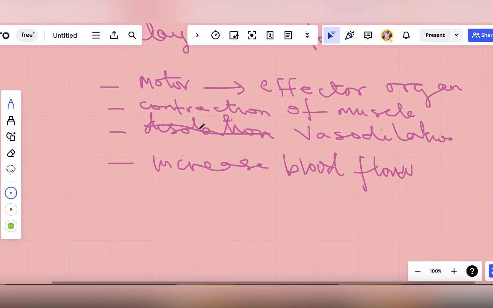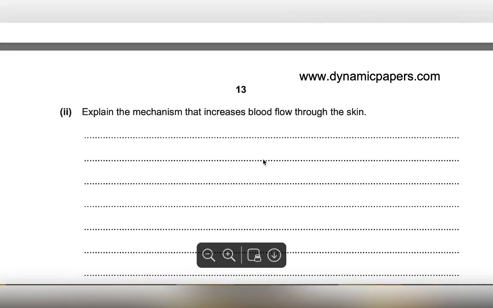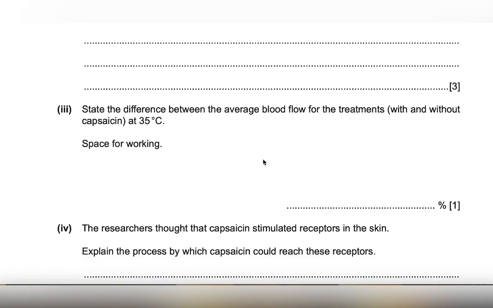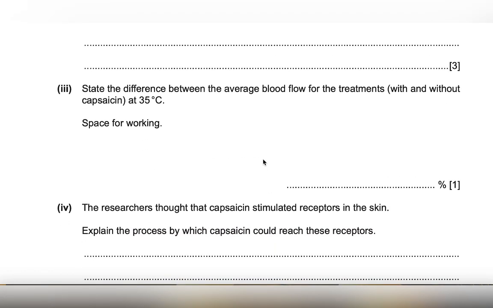Okay, so this is for this question. Let's go to the other question so that we can finish. This one has about 3 marks also, right? 3 marks. Now we go to 4B Roman figure 3. It says state the difference between the average blood flows for the treatment with or without capsaicin at 35 degrees Celsius.